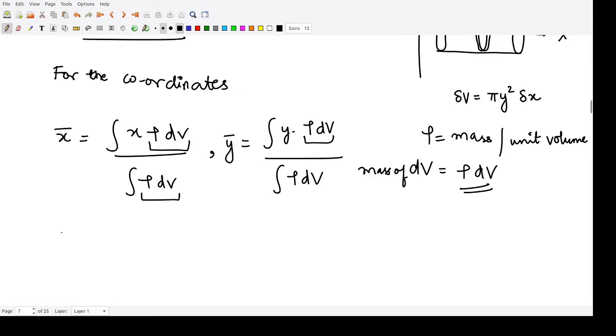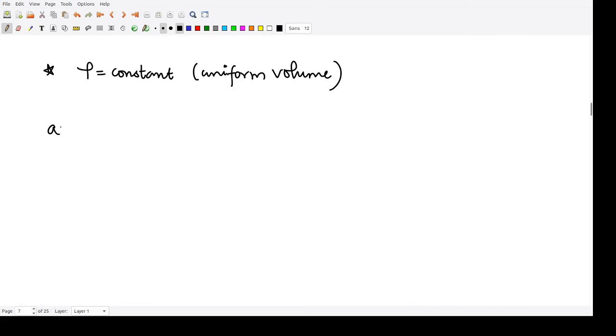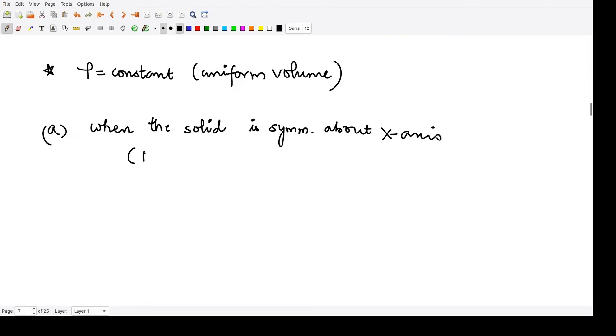Now we can consider special cases. For the special cases, we can take rho to be constant. That means we are saying we have uniform volume. So for this particular case, when the solid is symmetrical about the x-axis, as in this figure, let me call this figure number 1.